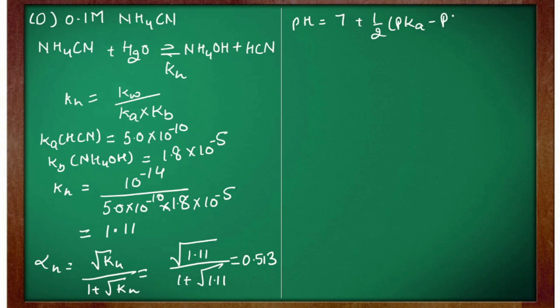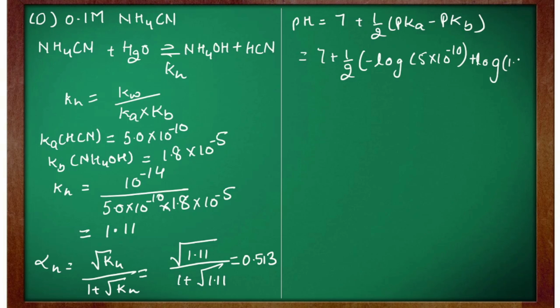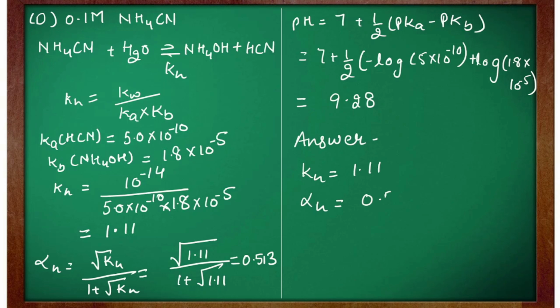pH value is equal to 7 plus half of pKa minus pKb. By putting the value of Ka and Kb, pH value of ammonium cyanide is 9.28. Answer: Kh equal to 1.11. Degree of hydrolysis equal to 0.513. pH value equal to 9.28.